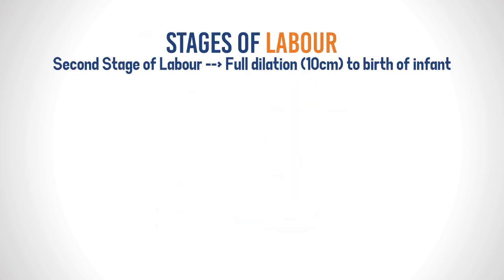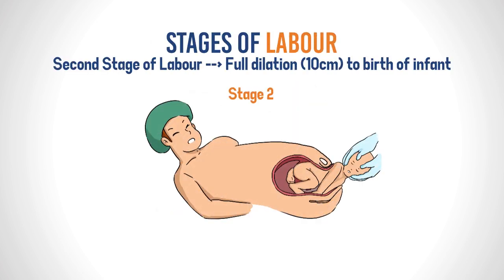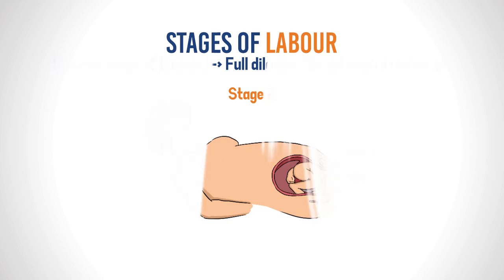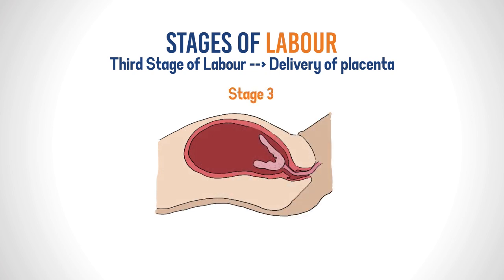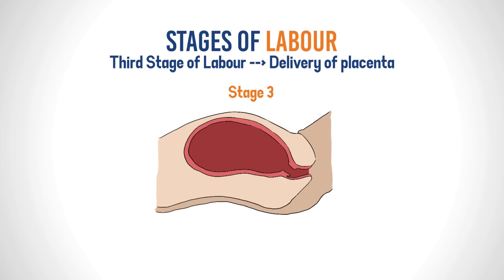The second stage of labor is that interval between full dilatation, or 10 centimeters, and the birth of the infant. During this time, the fetus descends through the maternal pelvis, and the expulsion is aided by maternal straining or pushing efforts. The third stage of labor is the time from the delivery of the baby to the expulsion of the placenta. This is usually complete within 60 minutes from birth of the baby, but intervention to facilitate the delivery of the placenta may begin at 30 minutes.